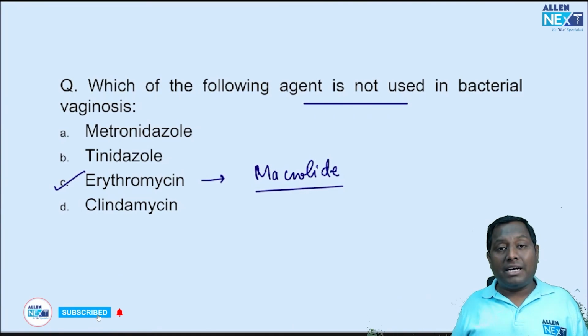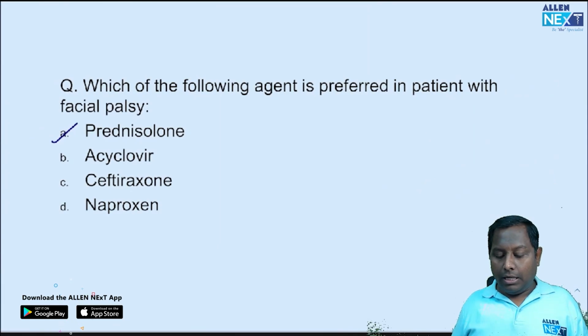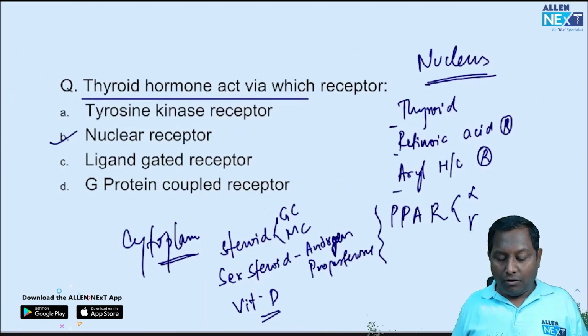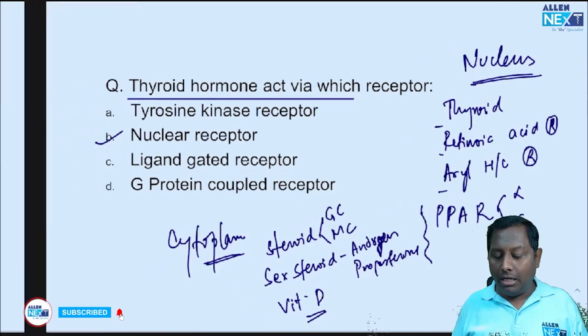Which of the following not in bacterial vaginosis? Erythromycin is macrolide, not effective in bacterial vaginosis. Facial palsy में preferred will be steroid. Nuclear receptor, thyroid hormone will be acting on nuclear receptor. General pharma का बहुत favorite topic है ना.